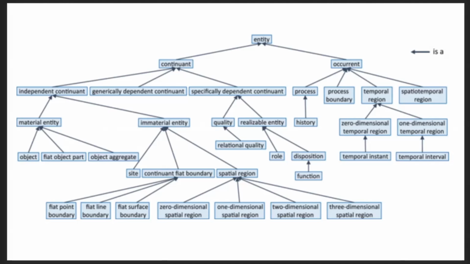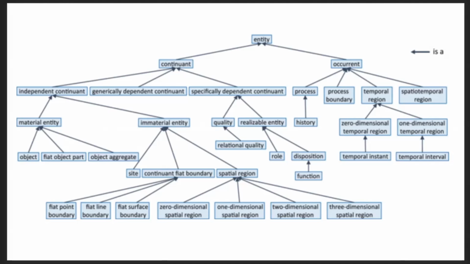Color would be a quality. In one reading of color, it's a quality, like the quality of an apple, redness. An example, and here we have quality right here, falls under this. We also have realizable entities. The realizable entities are like the properties that independent continuants have that ground the things that they can do.